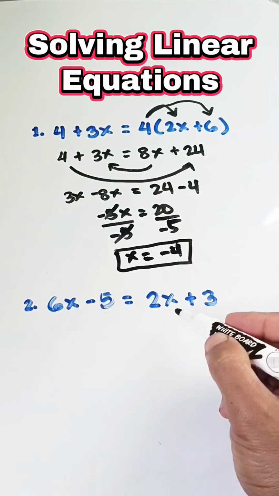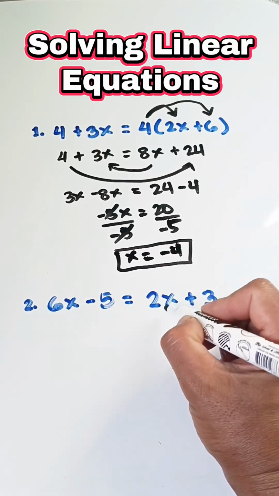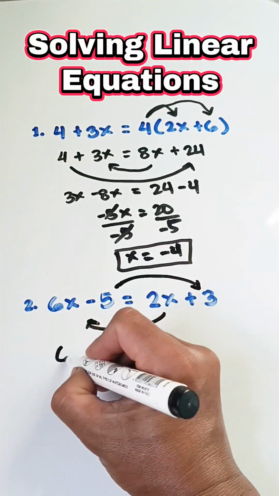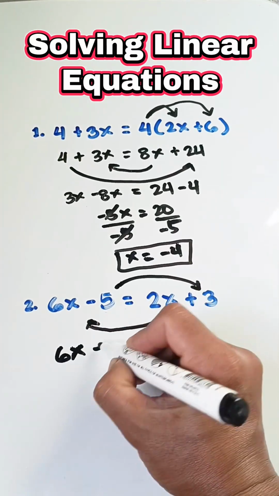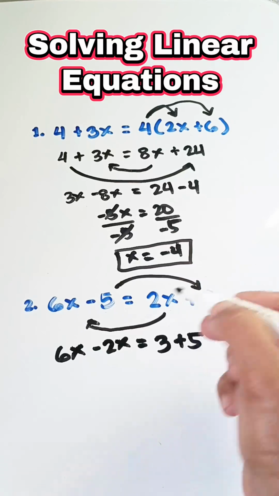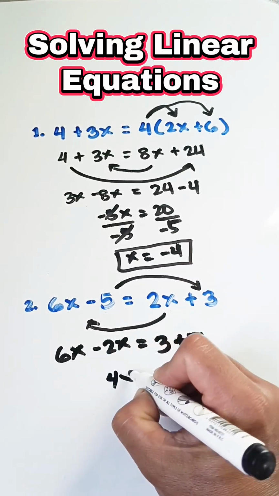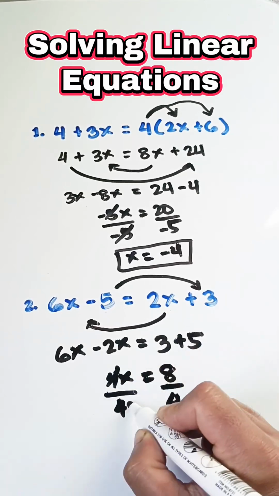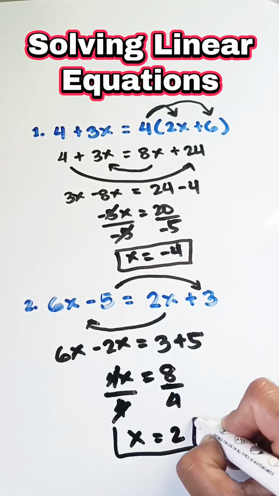For number 2, transpose all the terms with variables to the left and the constant to the right. 6x from positive 2x will become negative 2x is equal to 3. Negative 5 will become positive 5. 6x minus 2x is 4x is equal to 8. Then divide both sides by 4. Cancel 4. X is equal to 2.